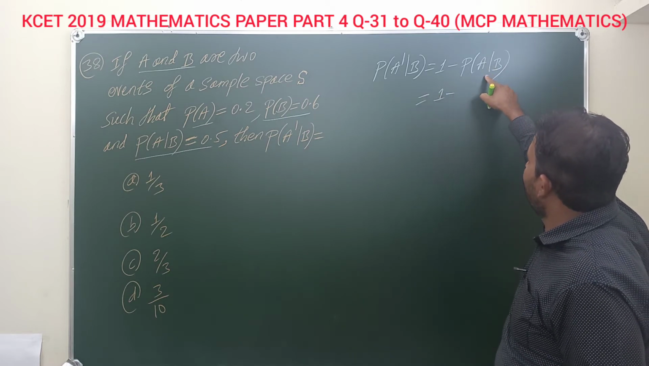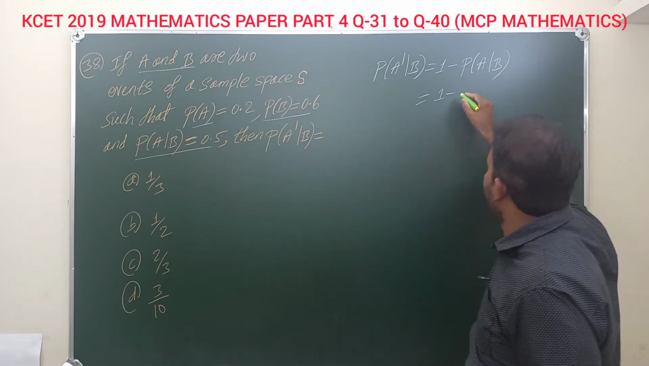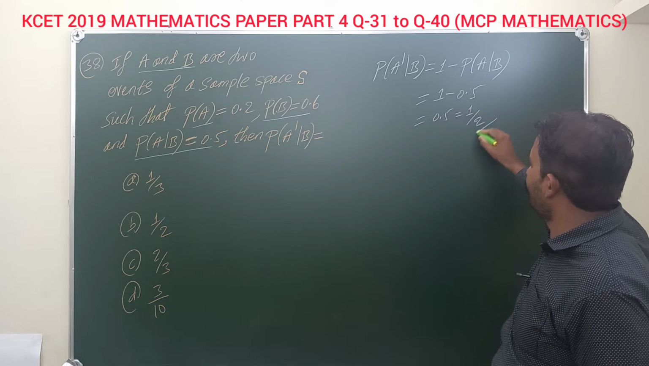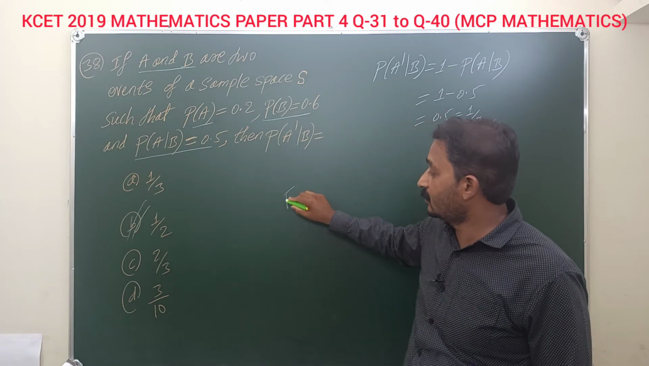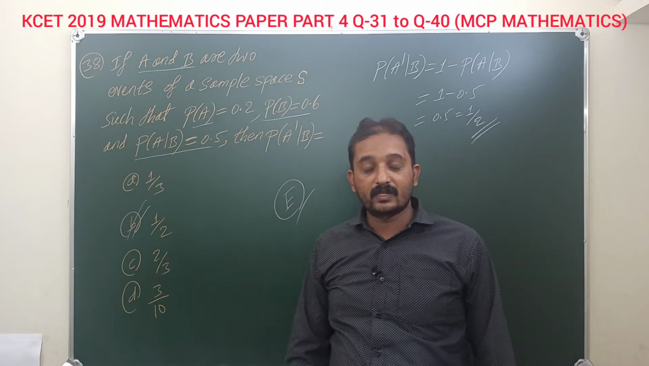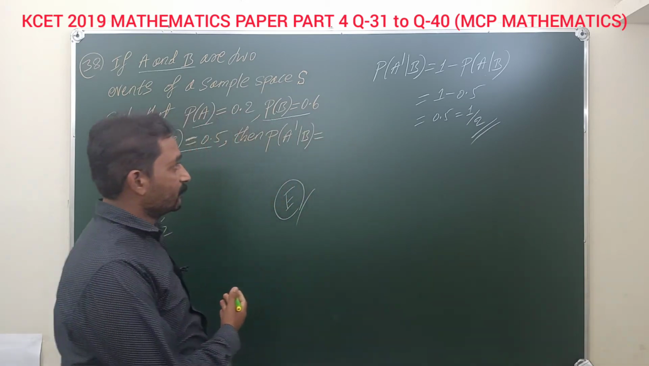So here it is 1 minus P of A given B. This quantity is given as 0.5, so again 0.5, which is nothing but 1 by 2. 1 by 2 is the answer to this question. Option B is correct. Easy question, all the students can solve this question. Usually they ask this type of question in the theory examination also, and it carries 1 mark. Here also it carries 1 mark. Take it down.